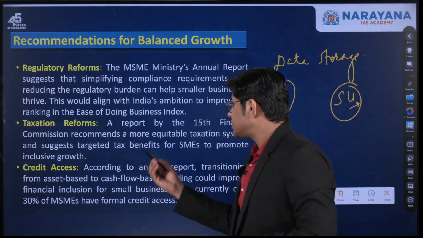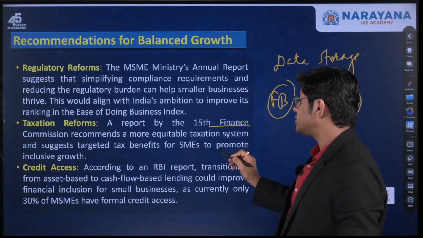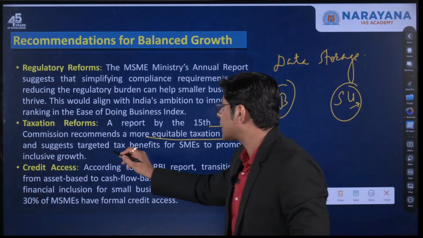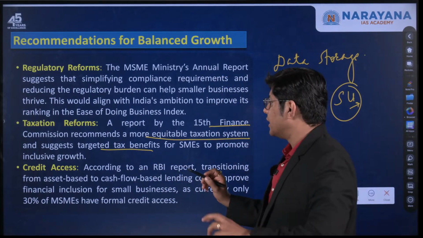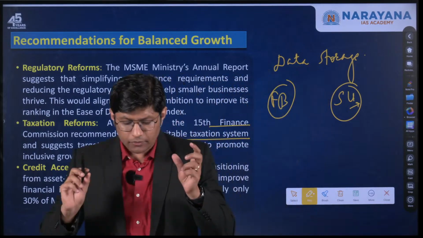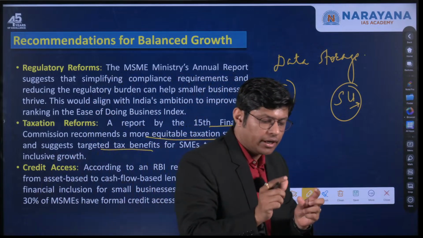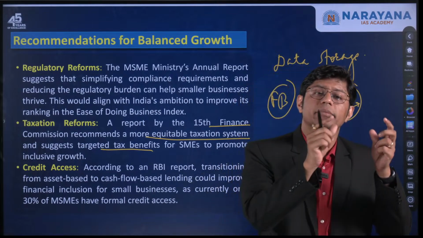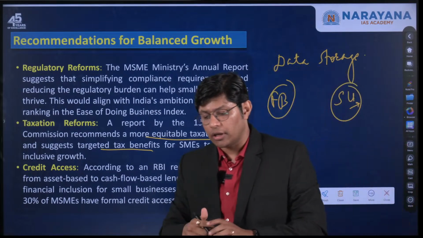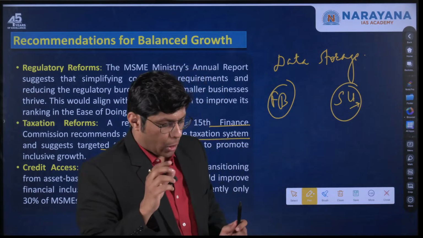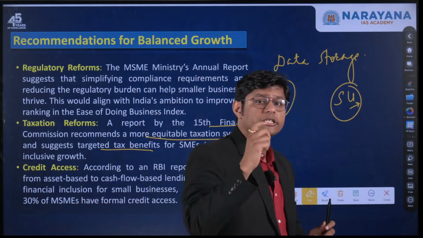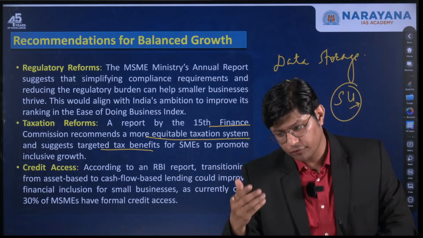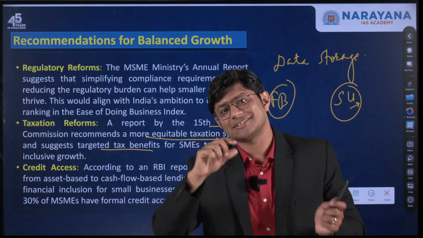Then, taxation reforms. A report by the 15th Finance Commission recommends a more equitable taxation system and suggested targeted tax benefits, right? The tax benefits have to be structured in a way that should benefit the smaller companies as well as the big businesses, making sure that the challenges, hurdles, difficulties these smaller companies face are also taken into account, and therefore the tax structure should be structured accordingly.